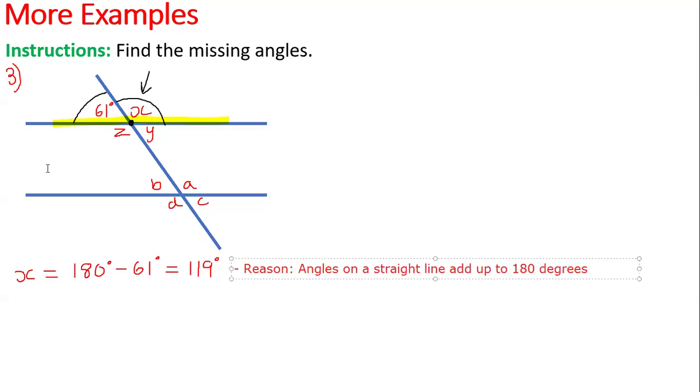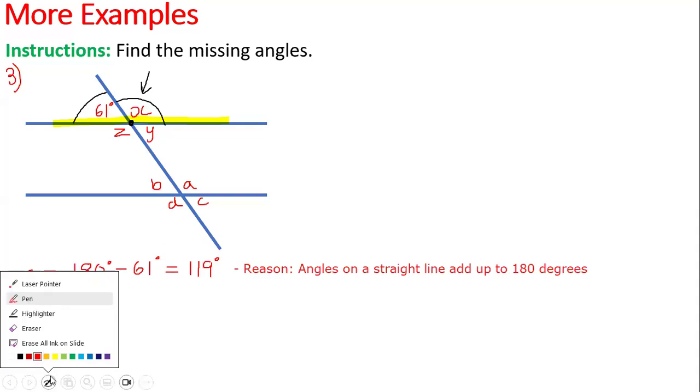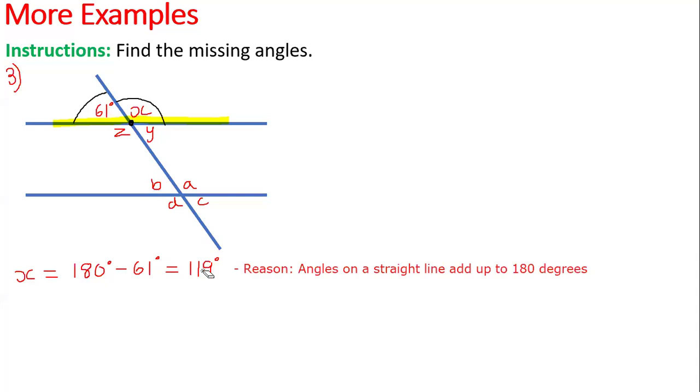So, do we understand how I got X? Yes, sir. Because angles on a straight line at a common point must add up to 180 degrees. So we'd say 180 minus 61, that gives us 119. Do you all understand that? Okay, good. So that means that X is going to be equal to 119.